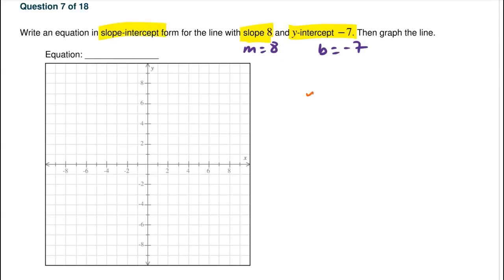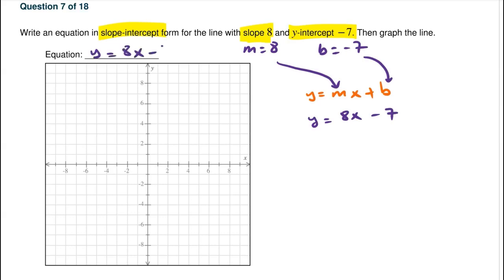They want slope-intercept form, which means it's y equal to mx plus b. So it's quite straightforward. m is given as 8 and b is given as -7. So y equals 8x minus 7. They want you to put in the whole thing: y equal to 8x minus 7. Make sure you have the x in your equation. I have a couple of students forget to put in the x.